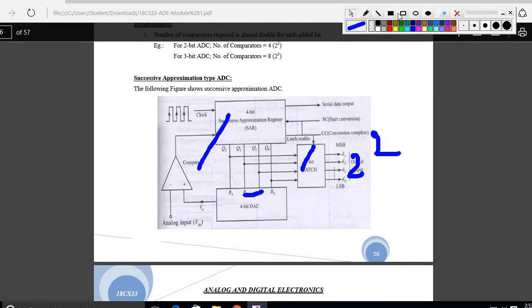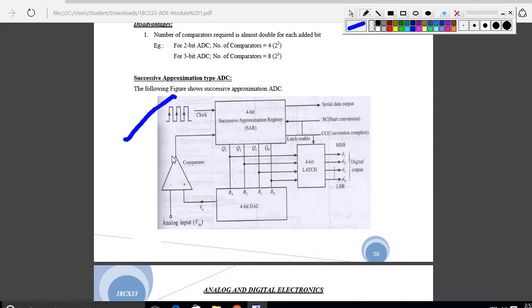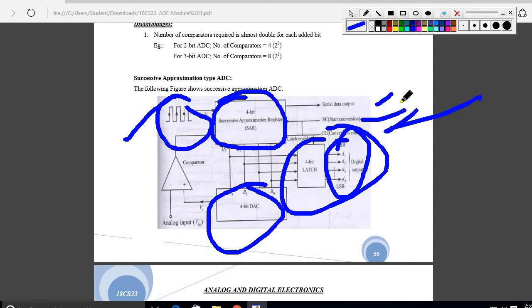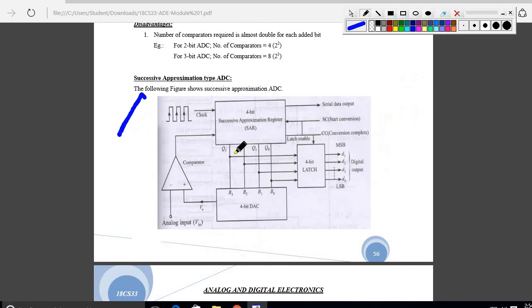Okay, this is the successive approximation ADC, which consists of a comparator, the analog signal, the successive approximation register (SAR), the 4-bit DAC, and a latch. Here is the digital output of this, and there is a clock signal pulse with a start conversion input and serial data output. Is it clear? Next, we will see how exactly this works.